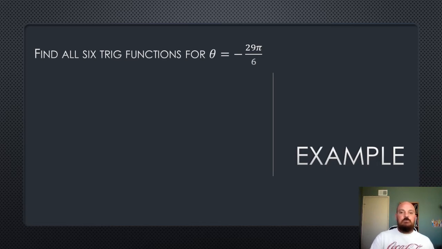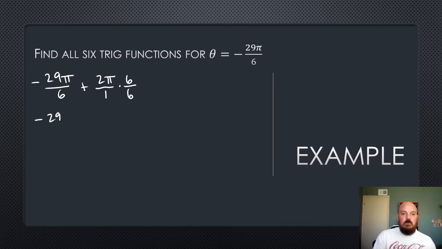So let's do that. I'm going to take my angle, -29 pi over 6, and I'm going to say, let's find some coterminal angles. Let's add 2 pi. And what I'm going to do is add 2 pi as many times as I need to until I see an angle that I like, until I see something familiar from the unit circle. So I'm going to put the 2 pi over 1, find a common denominator by multiplying by 6, and basically I'm just going to keep adding 12 pi over 6 until I see something I like.